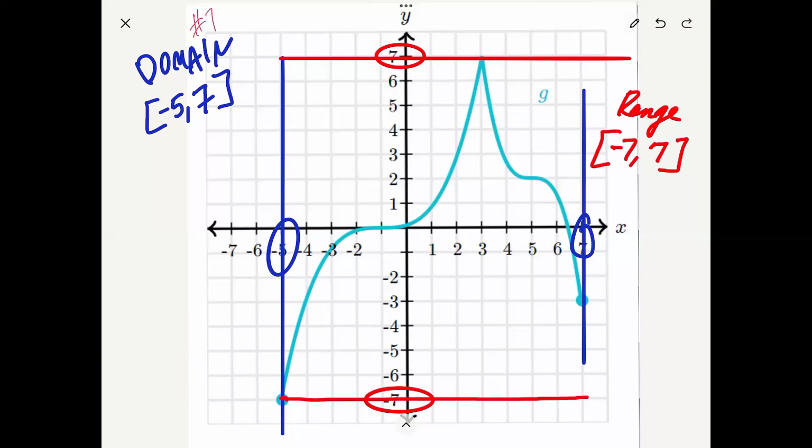But for now, you just need to focus on where does the input start? Where does it end? Where does the output start? Where does it end? And basically, if you look at this, you can see that what I have is a box. So once I've got this function boxed up, all you have to do is read the x coordinates for the domain and the y coordinates for the range.